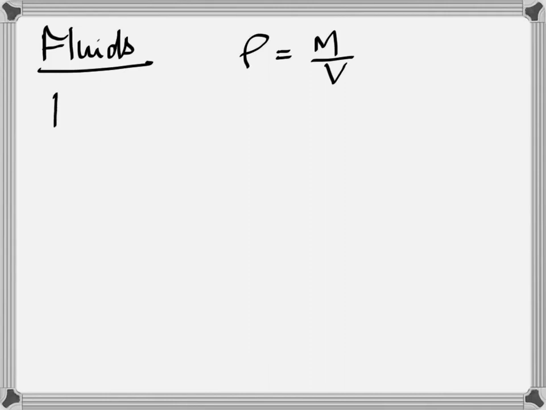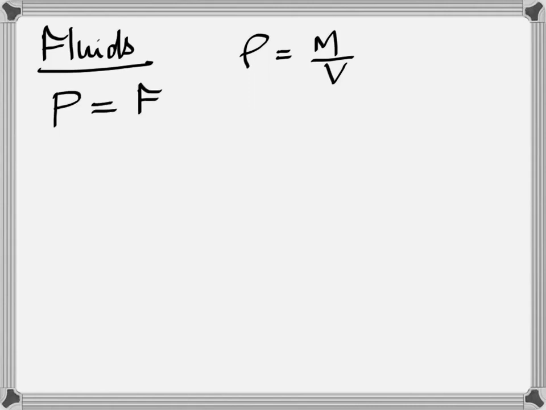Okay, fluid is anything that can flow. Both liquids and gases are called fluids. The first formula that you come across is density is mass by volume. And density must always be in kilogram per meter cube. Obviously, mass is in kilogram, volume is in meter cube.